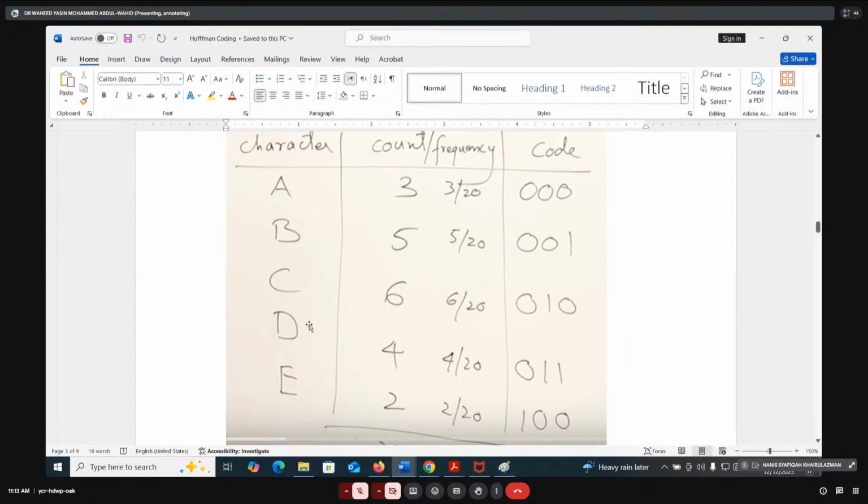Why can I not use only 2 bits? Because 2 bits will represent only 4. That's why I use 3 here. Okay? Until now, I didn't go through Huffman. Still in the beginning.